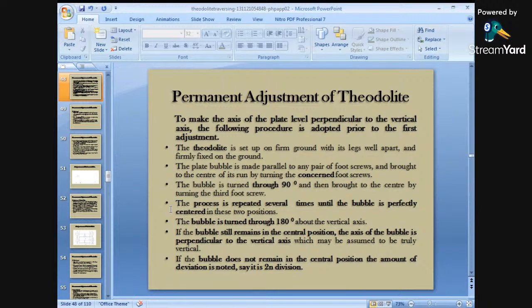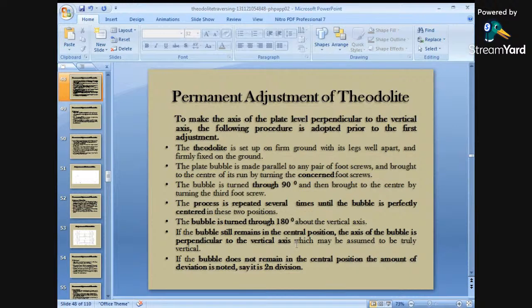Now, if the bubble is turned through 180 degrees about the vertical axis and still remains in the central position, so if you're turning the telescope by 180 degrees and the bubble is again still at the center of its run, then the axis of the bubble is perpendicular to the vertical axis, which may be assumed to be truly vertical. That means if the bubble is coming exactly at the center even after you have turned the telescope through 180 degrees, your instrument is perfectly adjusted. You don't need to perform any adjustment.